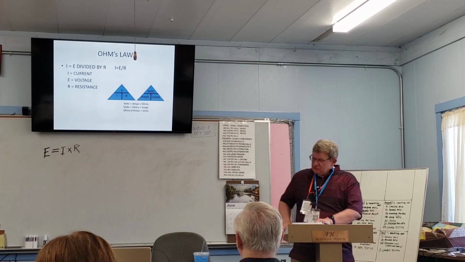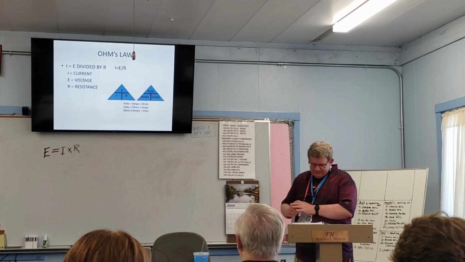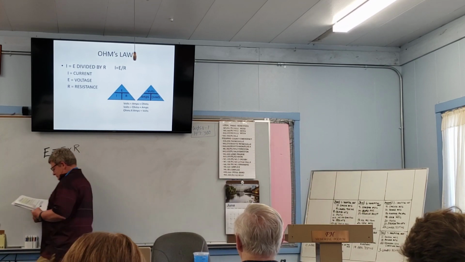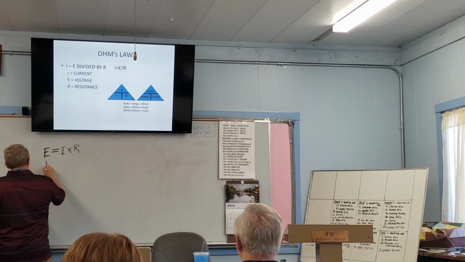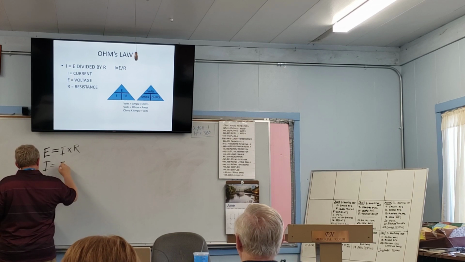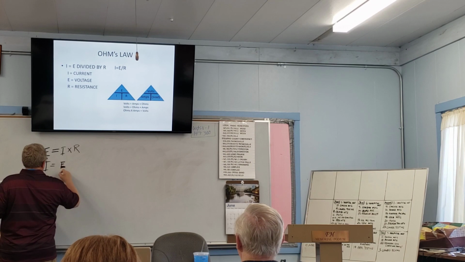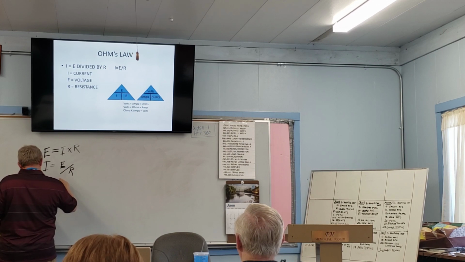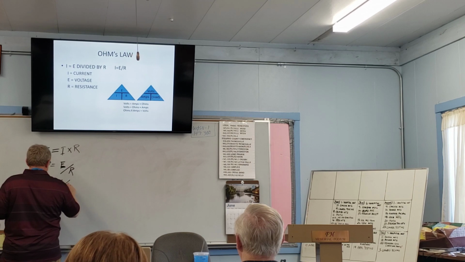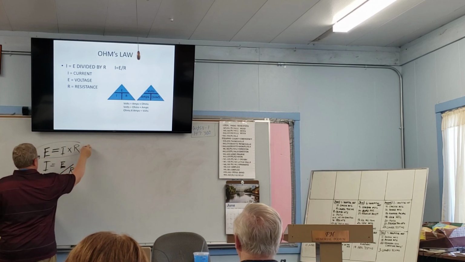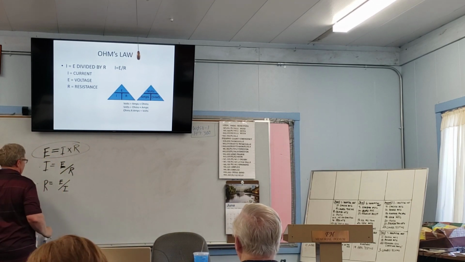Okay. So E equals I times R, or said another way, I equals E divided by R, and R equals E divided by I. But if you know this one here, you can get to this one and this one.